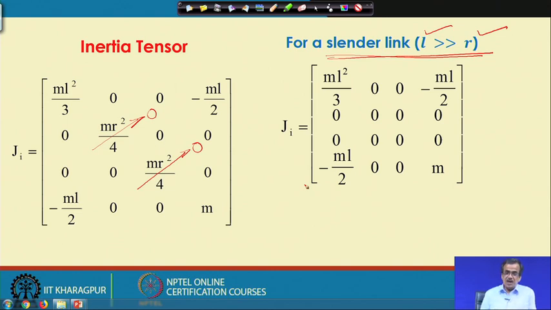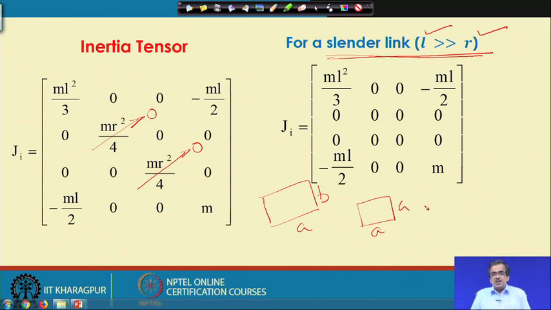Now, till now we have considered the rectangular cross section having the dimensions a and b. I can also consider the square cross section having the dimensions a and a. So, for this particular square cross section robotic link, we can also find out the inertia tensor.